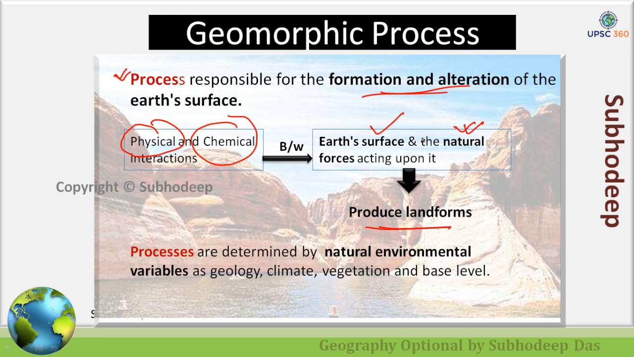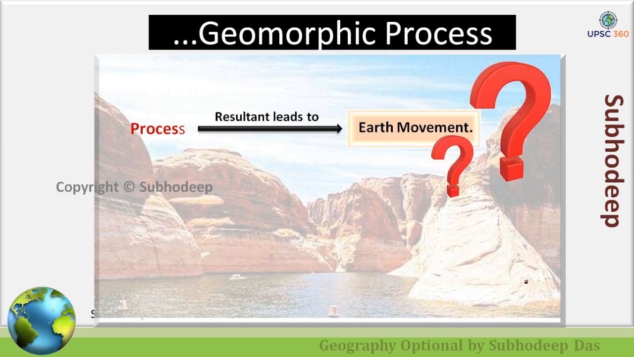And these natural environment variables are determined by these geomorphic processes. Those variables are the geology of that particular region, the climate, the vegetation and the water level of a particular region, right? Because these are the factors which further determine what kind of landform will be developed in any particular region. So basically, a geomorphic process is any process which results in the earth movement.